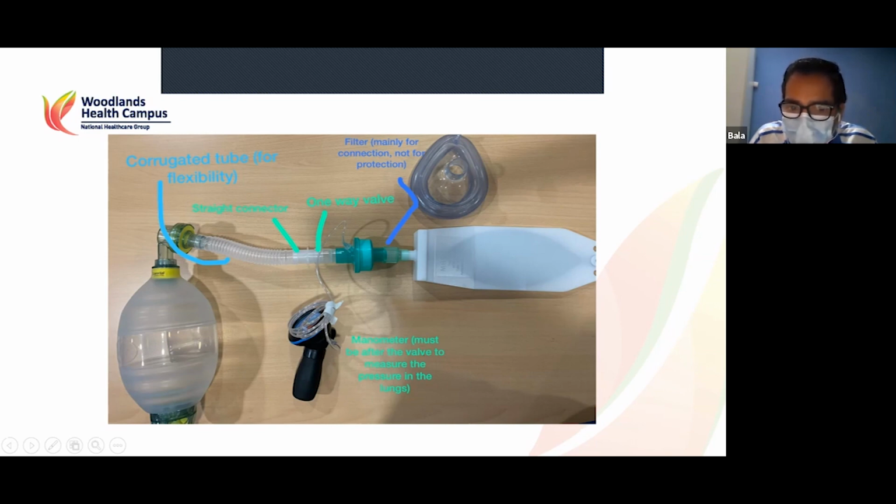Then you have a one-way valve. This is the most important thing. So air only goes in one direction. It goes in this direction, but it does not come out.